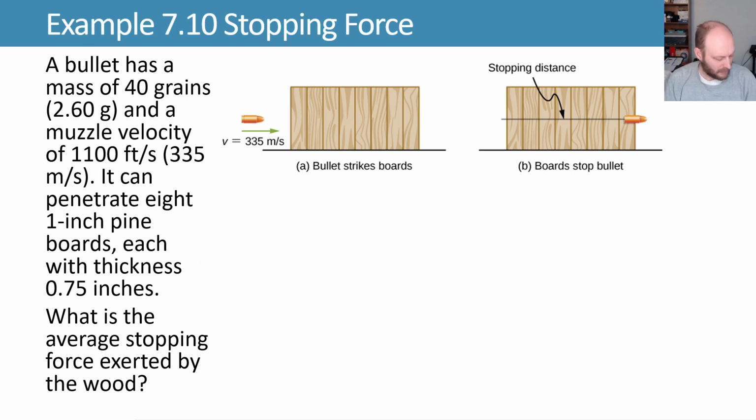Using the work energy principle, I think we can do this. We'll say that each of these will be exerting some average stopping force opposing the direction of motion here. And the distance that it's being exerted over is this delta x here. At the end, if it can just barely penetrate those, we're going to say that the velocity of the bullet at the end here is going to be 0.